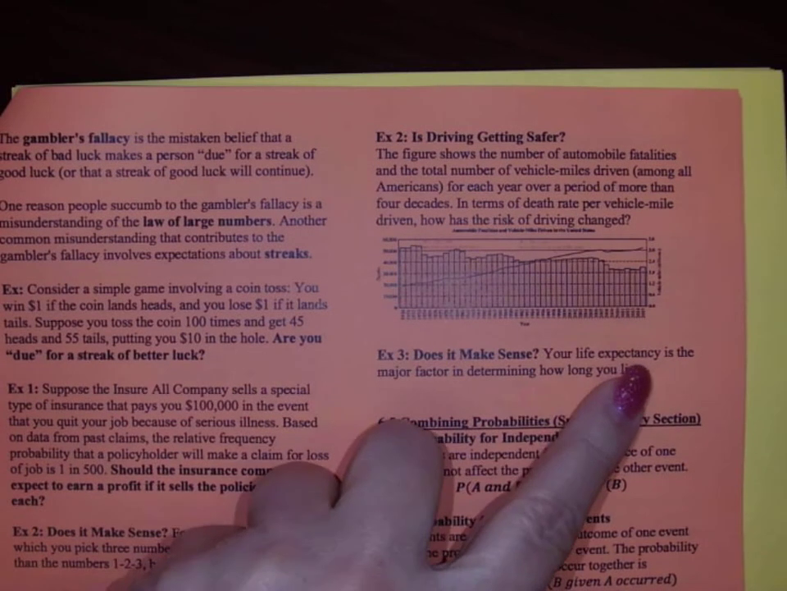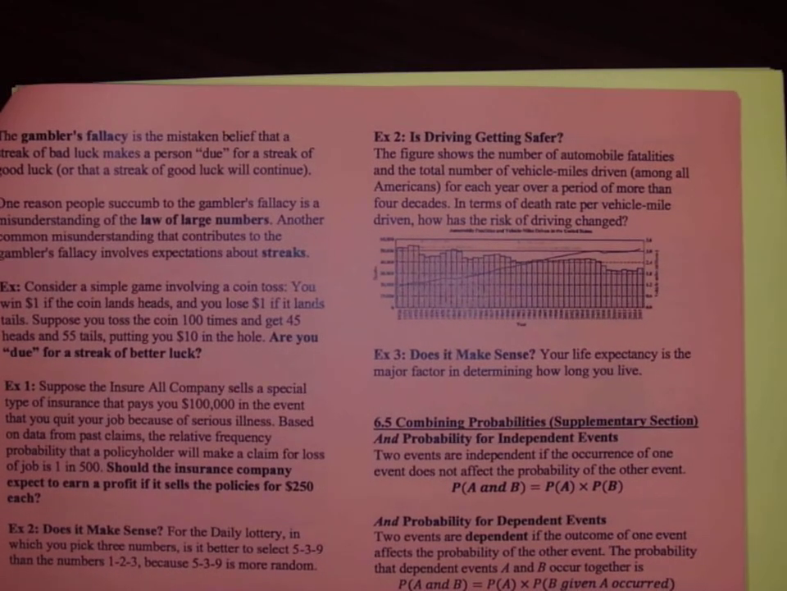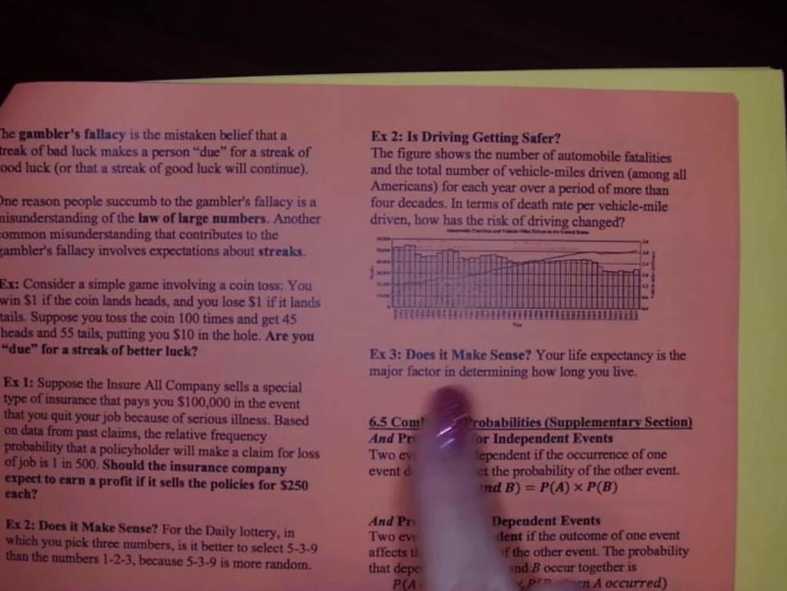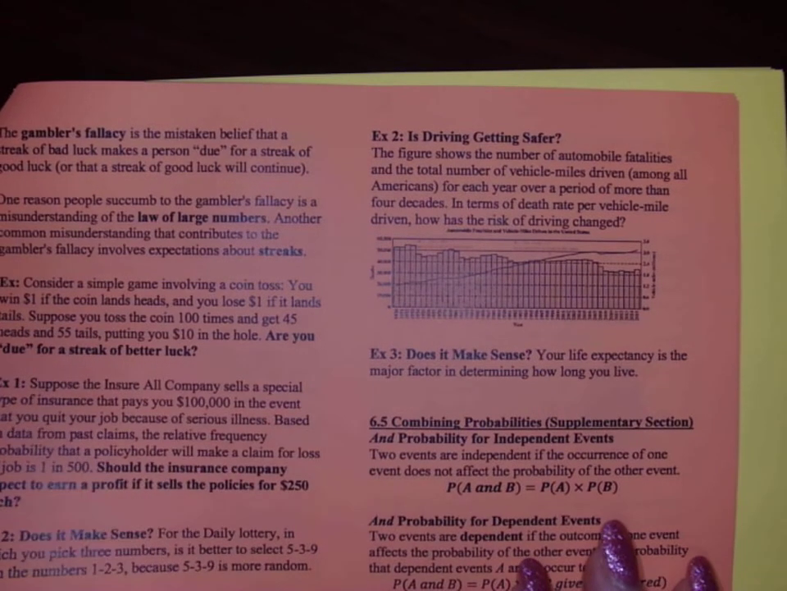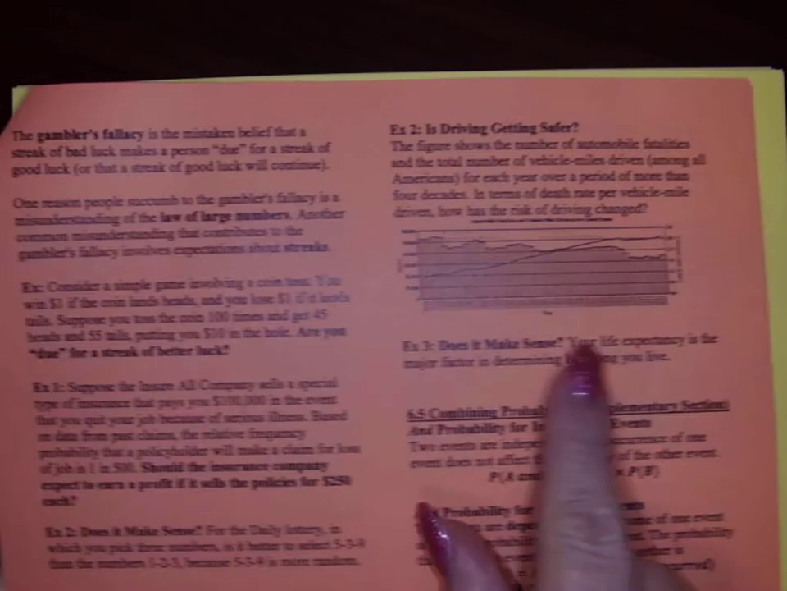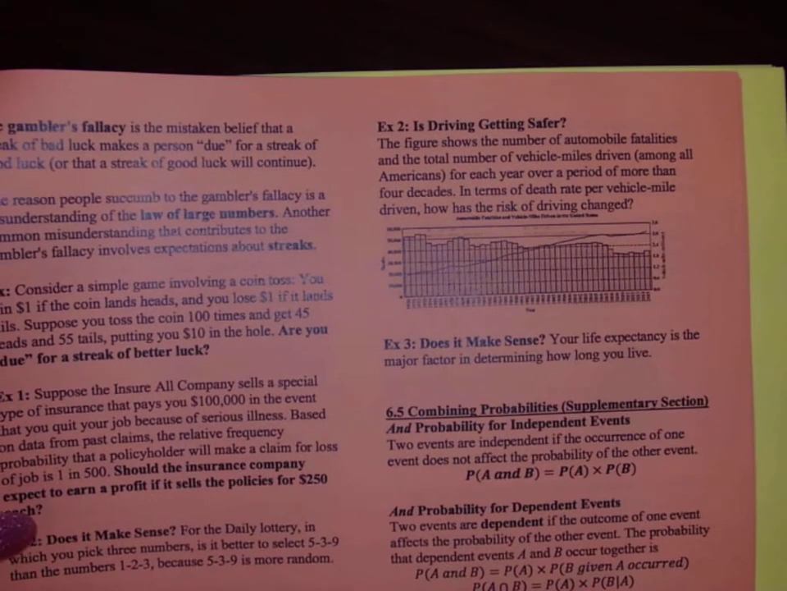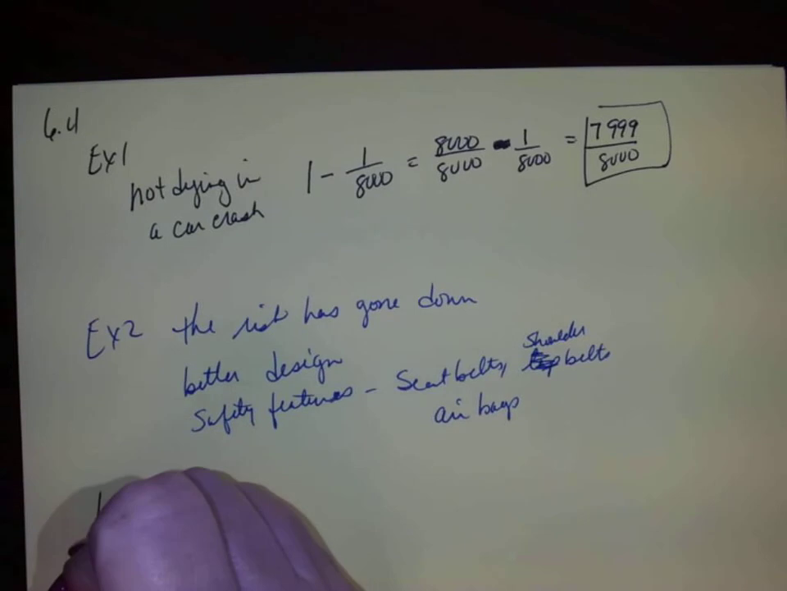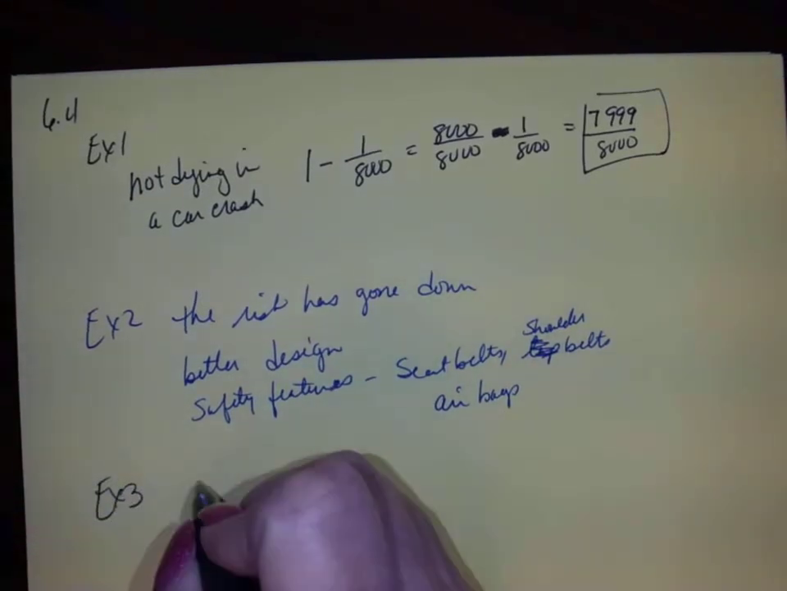All right, our next example doesn't make sense. So your life expectancy is the major factor in determining how long you live. Does that make sense, that your life expectancy is the only thing that determines how long you live? Well, that doesn't make sense to me at all. Life expectancy is just a, hey, we expect you to live this long, right? But that doesn't determine how long you're actually going to live.